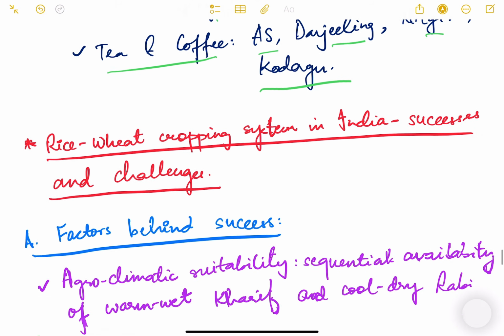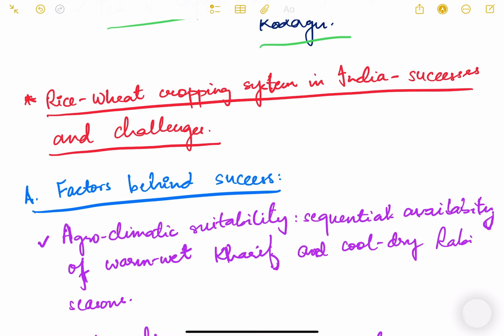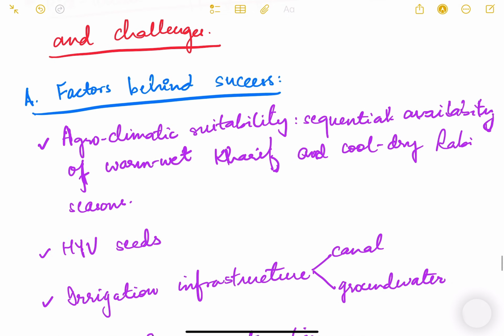Now we see that the rice-wheat cropping system in India succeeded rather than other cropping patterns. So why did it succeed? What were the successes and challenges? Let us see. Now what were the different factors behind this success? First, let us analyze those.